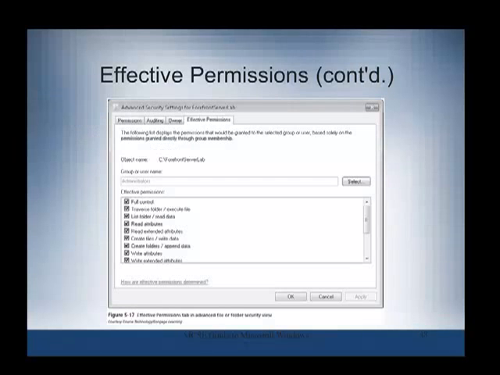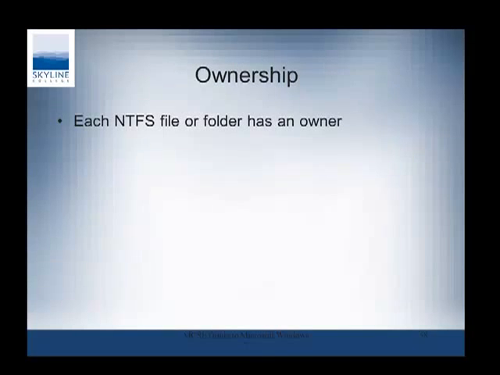And there is an effective permissions tab which came about in 2003 server, which really is handy. You can go to the user, the effective permissions, and you select a user that you want to find the effective permissions on that folder. Much easier than the calculation that you used to have to do.